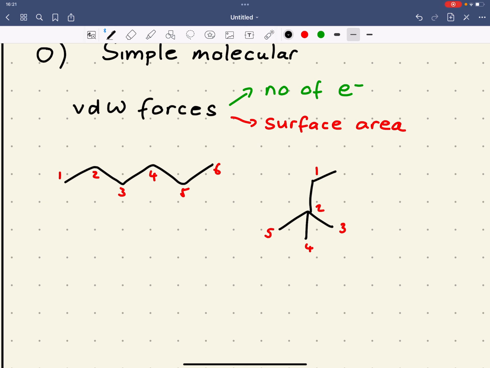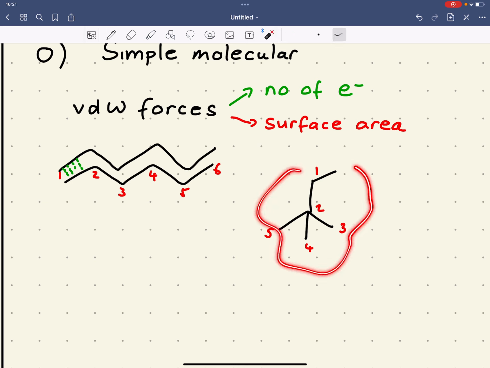So thinking about points of contact, the points of contact here are greater than if we had another one of these next to each other. Think about flat sheets of paper: they are going to stick together more than screwed up pieces of paper because they can touch each other more. And that's the idea of these van der Waals forces. Van der Waals forces will increase with the number of electrons in the molecule or surface area. So branched alkanes will have lower boiling points than straight chained alkanes.